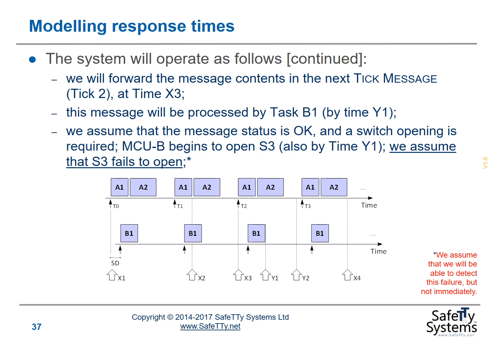We assume that the message status is OK and a switch opening is required. MCU-B therefore begins to open switch 3, also by time y1. We assume that S3 fails to open. We'll also assume that we'll be able to detect this failure, but will not attempt to do so immediately. So we'll try to open S3, we'll assume that S3 is stuck closed, and that we're unable to open that switch.